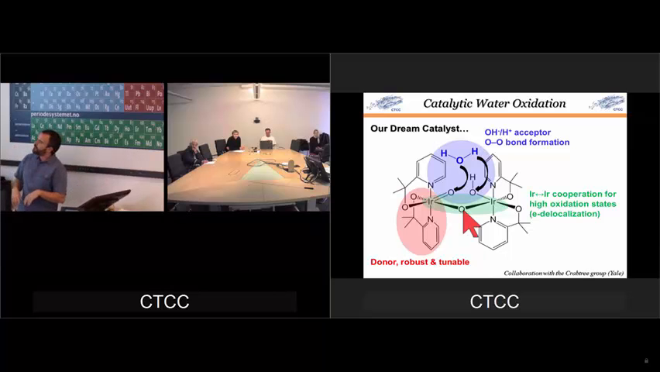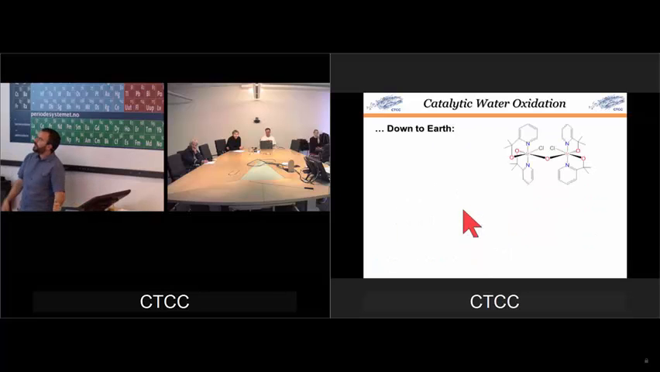But that's all hypothesis, that's all ideas. So then, down to earth, that's what's been achieved so far in the Triplet labs, synthetically. That's the compound that they've been able to synthesize so far, and it's the one in which we are working now.